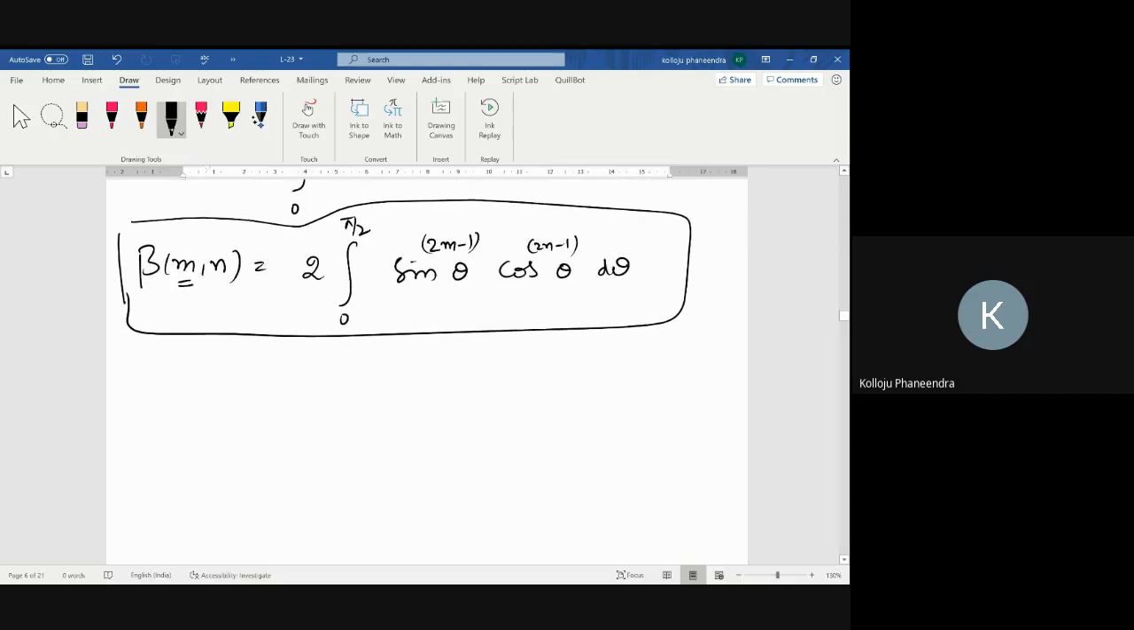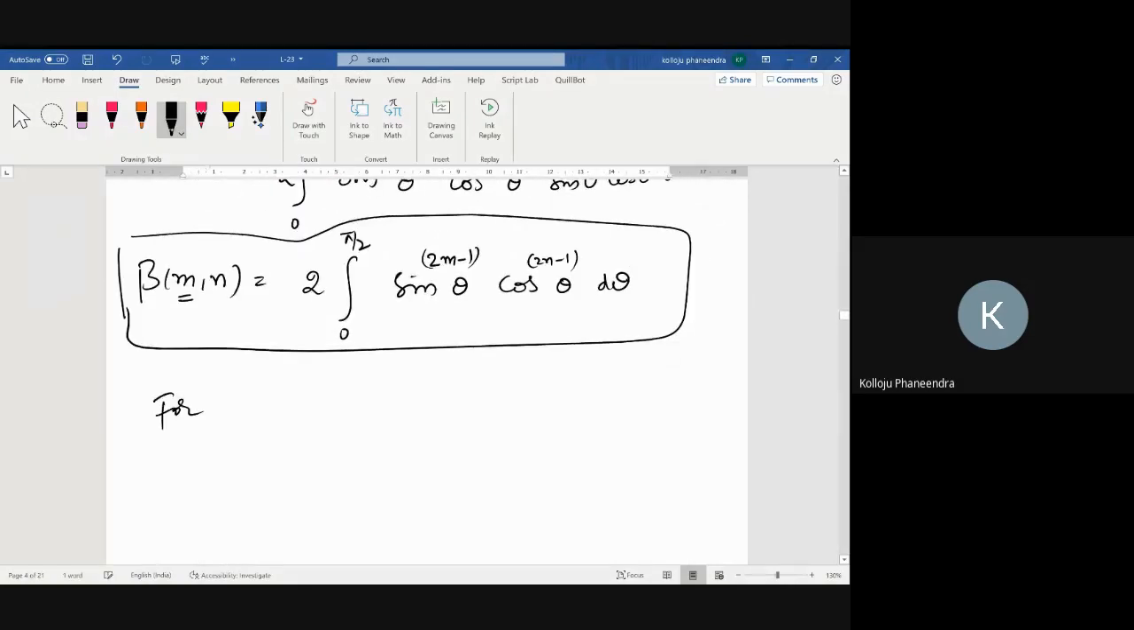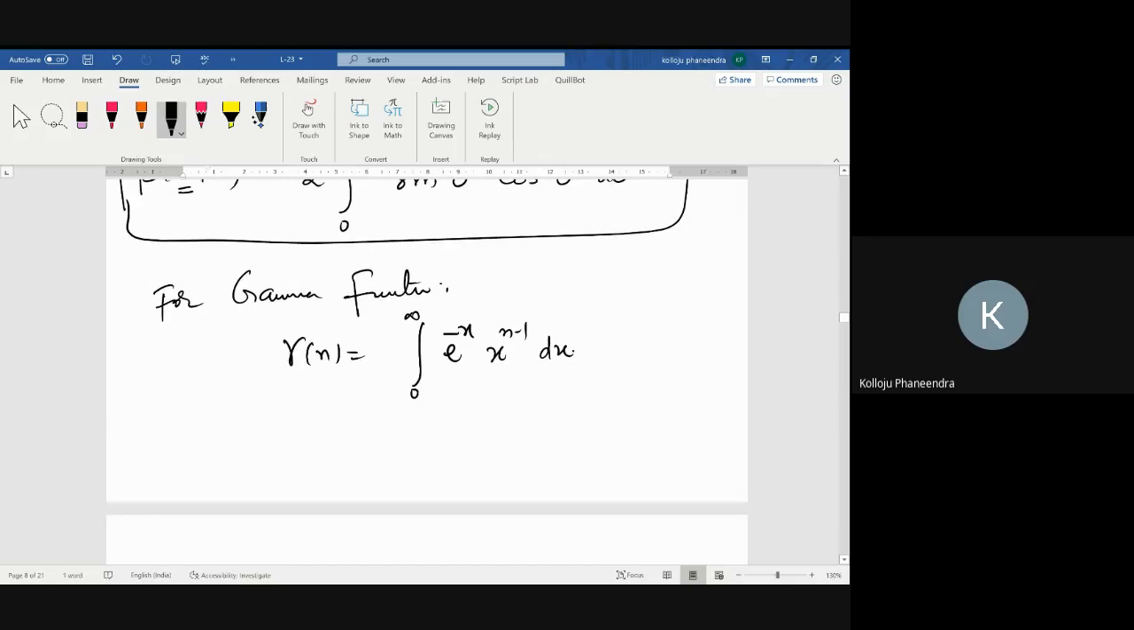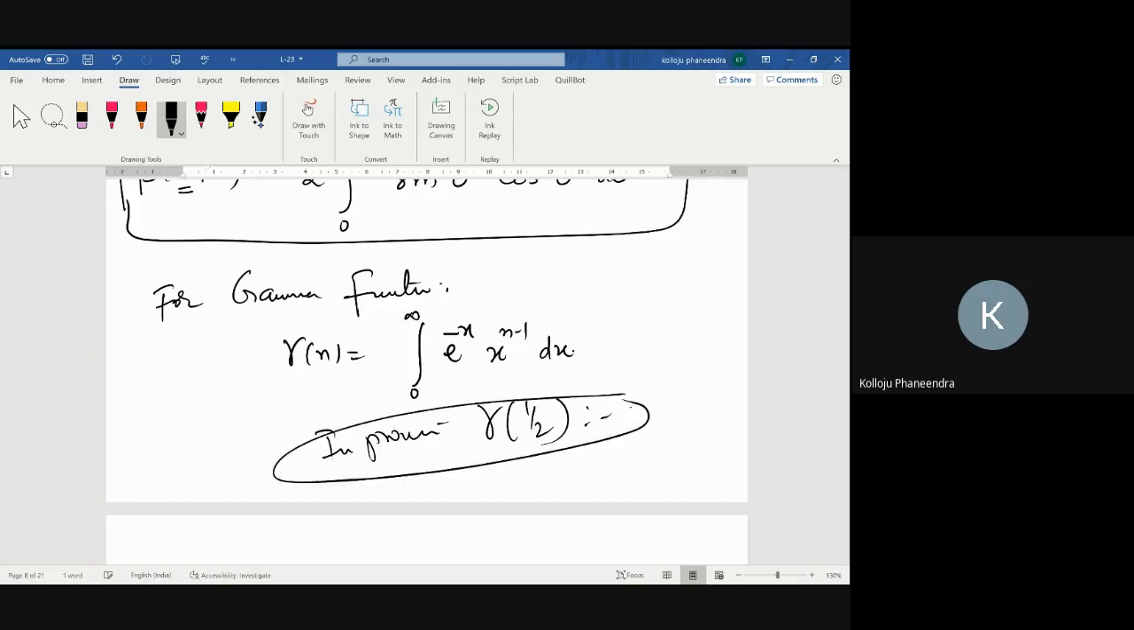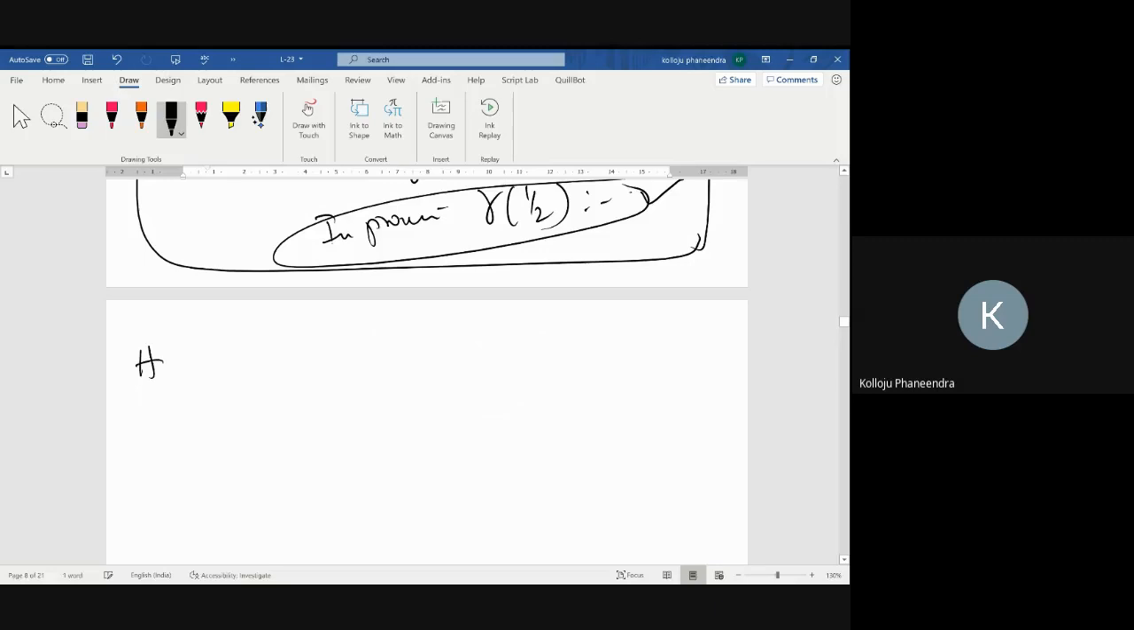Same logic for the gamma function. What is gamma of n? It equals the integral from 0 to infinity of e to the power of minus x, x to the power of n minus 1 dx. Now, what is the substitution? I will tell you: you will get the gamma function in terms of sines and cosines in proving gamma 1 by 2. Anyway, this proof is important. There you will get the expression for gamma in terms of sines and cosines, so I'm not giving it here.